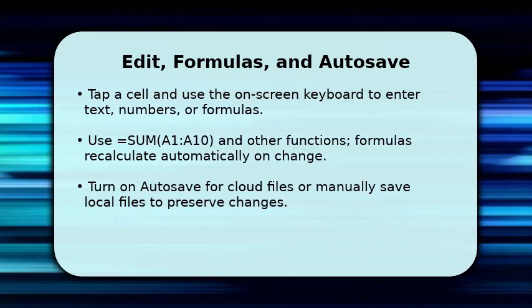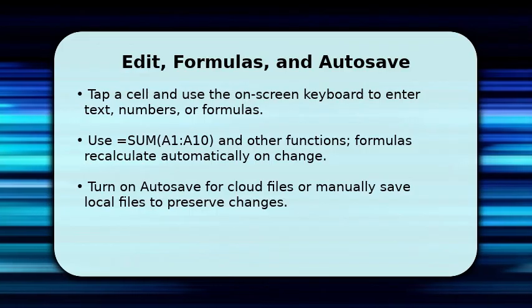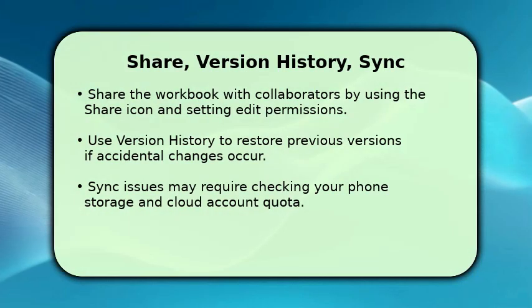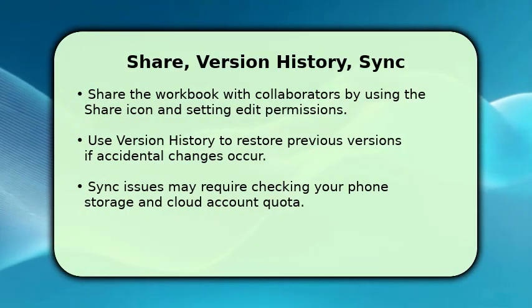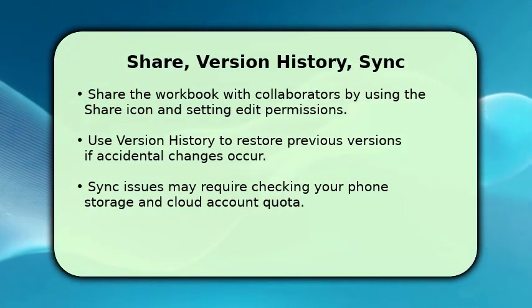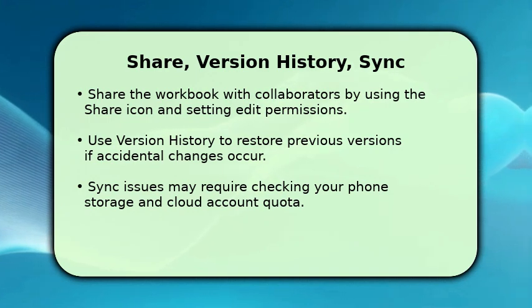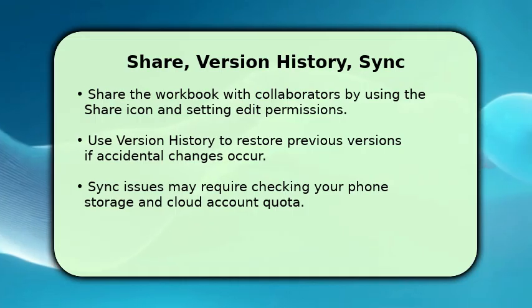Turn on autosave for files stored in cloud services, or manually save local files to preserve changes before closing the app. Share the workbook with collaborators using the share icon and set whether they can edit or view. Use version history to review and restore previous versions if accidental changes occur or if you need an earlier copy.